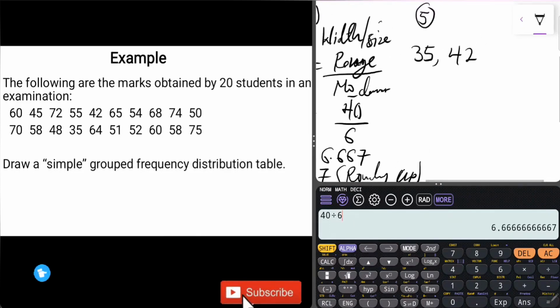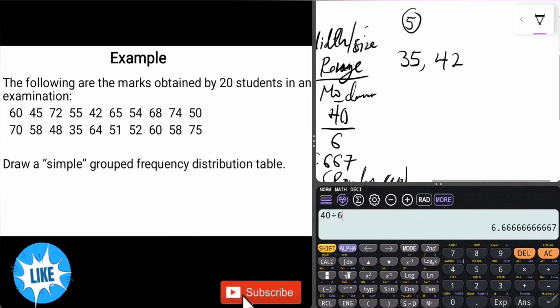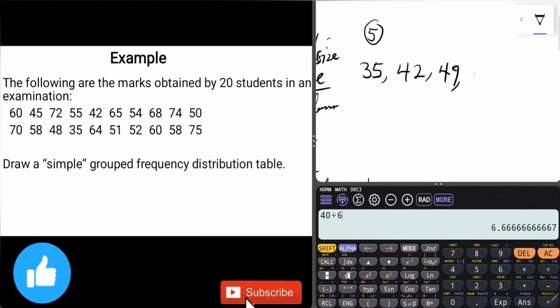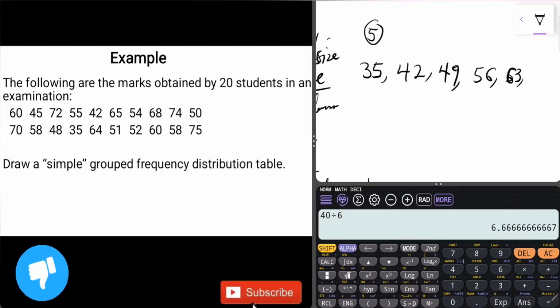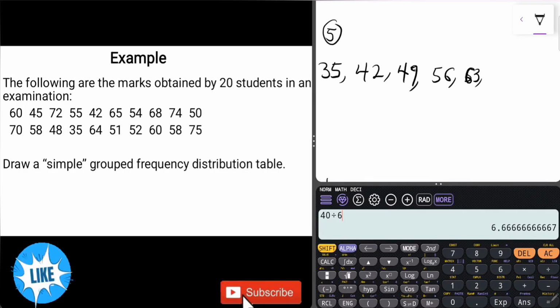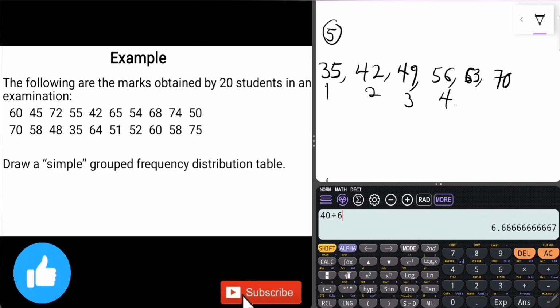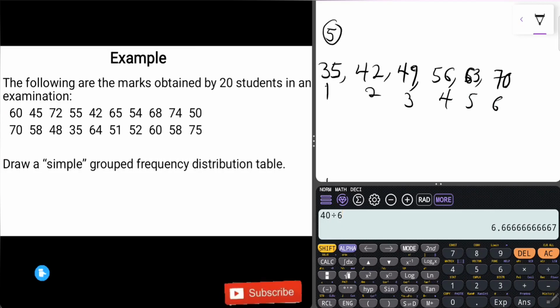And then for us to get the third class lower class limit, you also add 7 to 42, and that will help us to get 49. And it continues for 6 classes. So we add 7 to 49, that will fetch us 56. You add 7 to 56, that will fetch us 63. And then you add 7 to 63, and that will fetch us 70. So you realize that we have 35, 1, 2, 3, 4, 5, and 6. So it means that we have gotten our lower class limits for these classes.